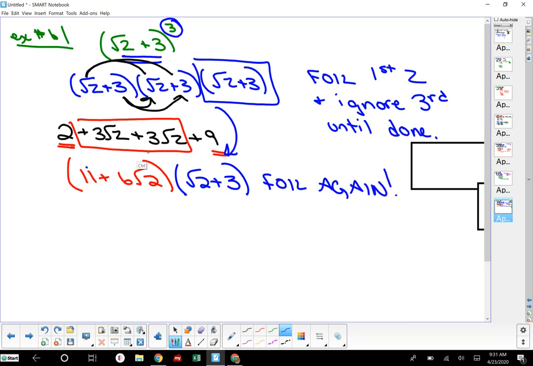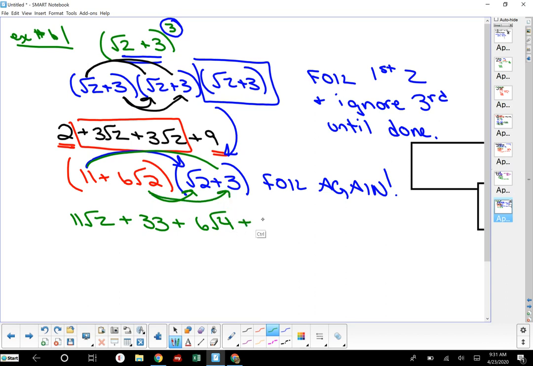Okay, so now I have 11 times rad 2 is 11 rad 2. 11 times 3 is 33. 6 rad 2 times 6 rad 2 is going to be, and I'll do this for those of you that need it, 6 rad 4. Excuse me. I'd like to write just 6 times 2, but I don't want to lose those of you that might not know what's happening. And then 6 rad 2 times 3 is 18 rad 2.